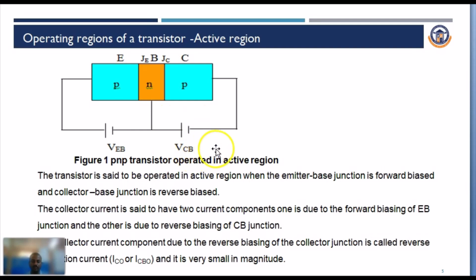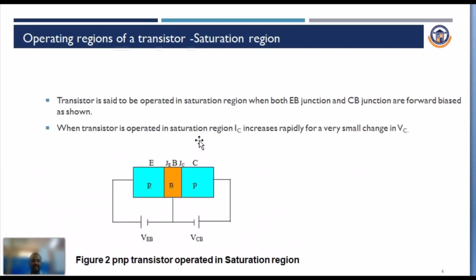The collector component due to the reverse biasing of the collector junction is called the reverse saturation current, and that current is usually very small in magnitude.